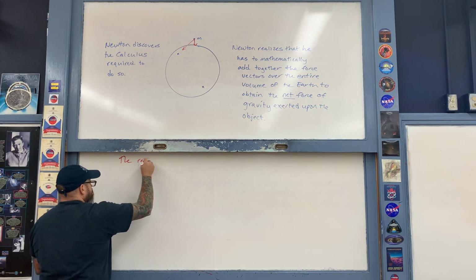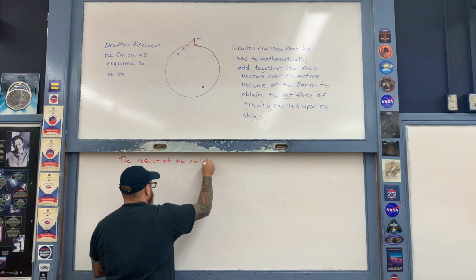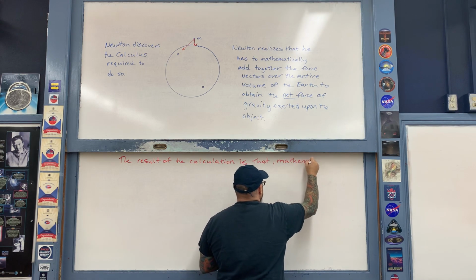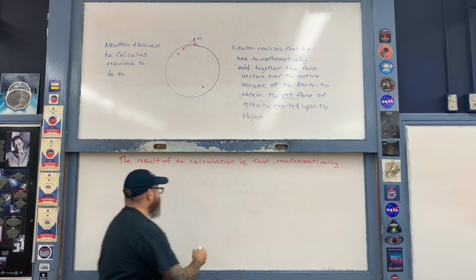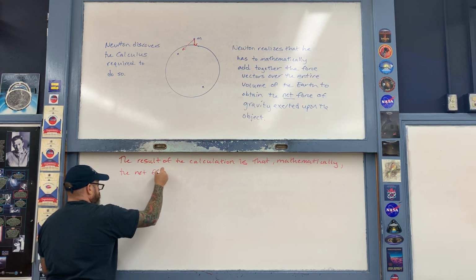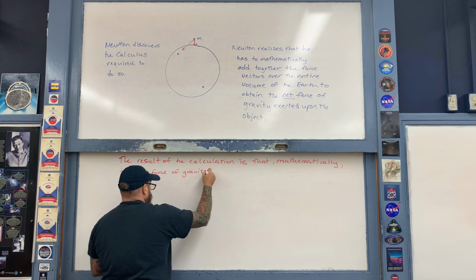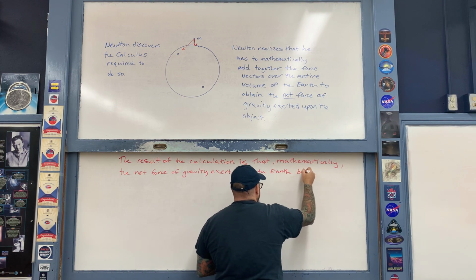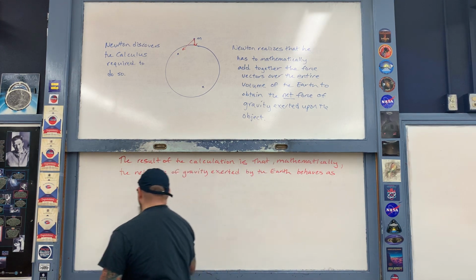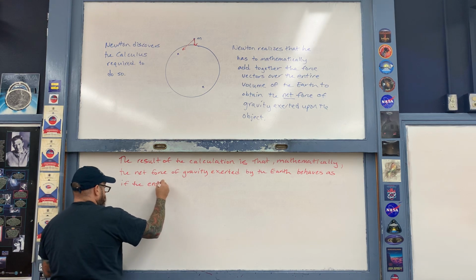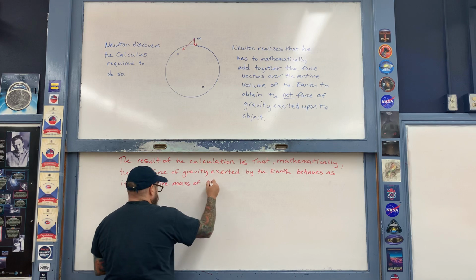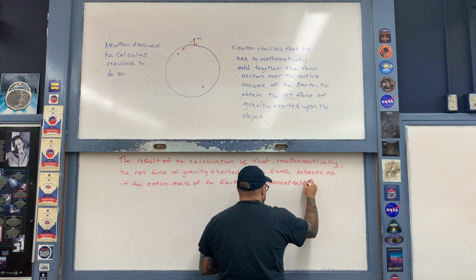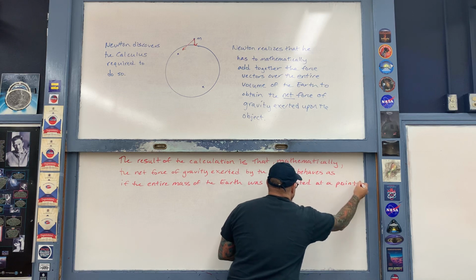So just very simply, the result of the calculation is that mathematically the net force of gravity exerted by the Earth behaves as if the entire mass of the Earth was concentrated at a point at the Earth's geometrical center.